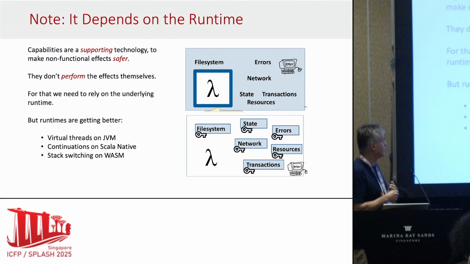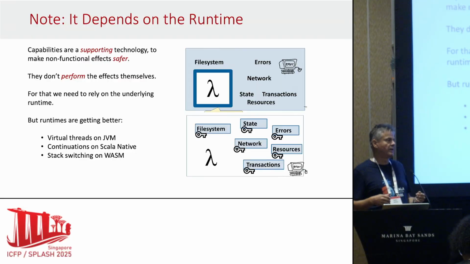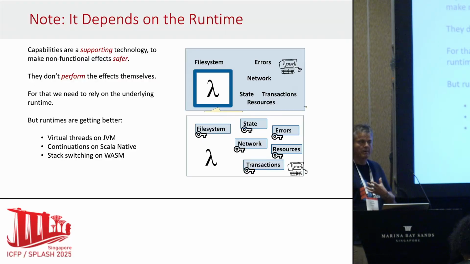Another thing that often confuses people is to say the capability version can make non-functional effects safe, but they don't perform the effects themselves. So some people say, let's say, Cats Effect or ZIO can suspend your program and do massive concurrency and asynchronicity and things like that. Can you do that with capabilities? And the answer is, well, no. The capability is just a key to a possibility to a resource that needs to be in the computer itself. So the runtime needs to be able to do these things.